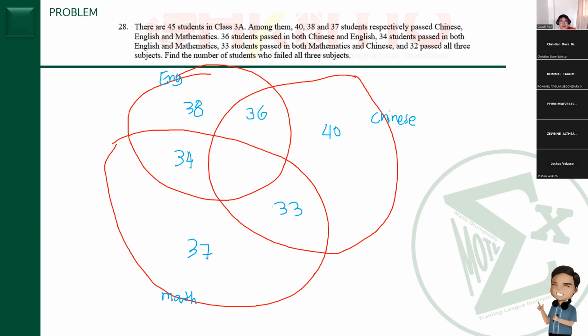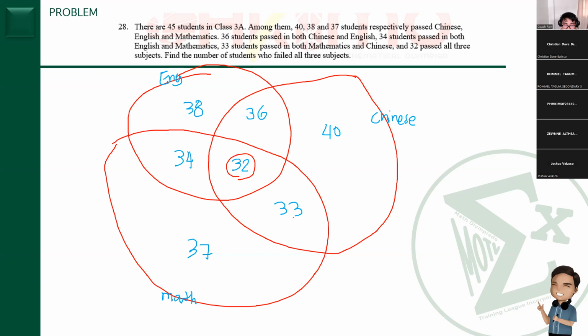Okay. So it's a very tricky one, right? Because it's a 3-way Venn diagram. So what am I gonna do with this one? Wait. 32 pass all 3. So 32 passed all 3.